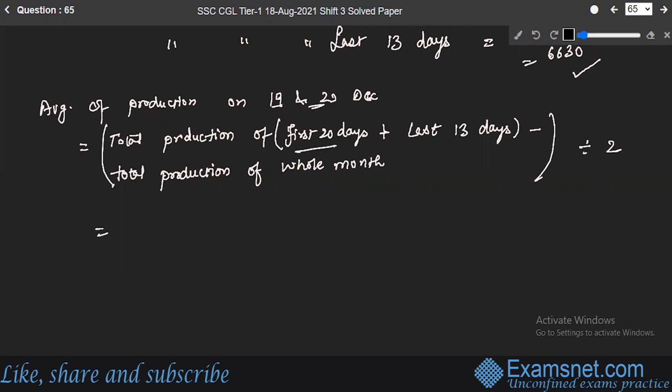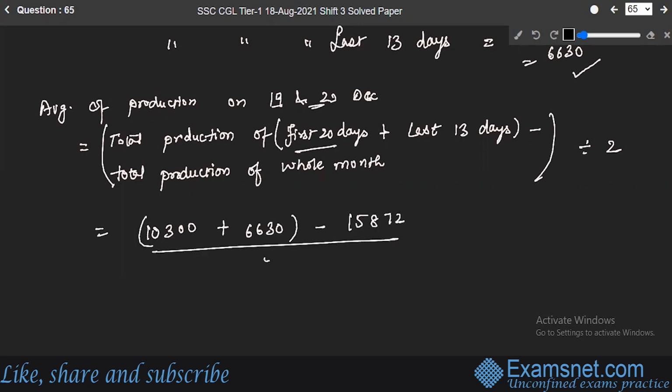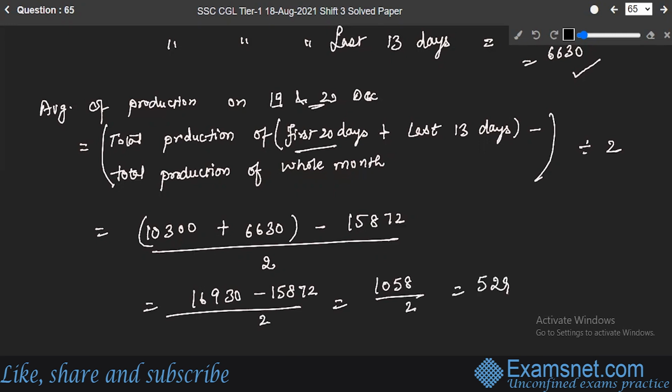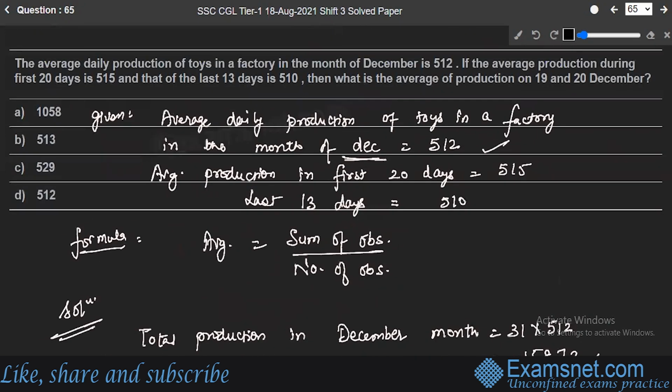Total production for the first 20 days was 10300, plus for the last 13 days was 6630. From this I'll subtract 15872. This whole is divided by 2. So you will have 16930 minus 15872 whole divided by 2. 1058 upon 2, which is equal to 529. So the required average is 529. Let's look at the options. Option C is the correct answer to the question. Hope you are clear with it. Then let's move to the next question.